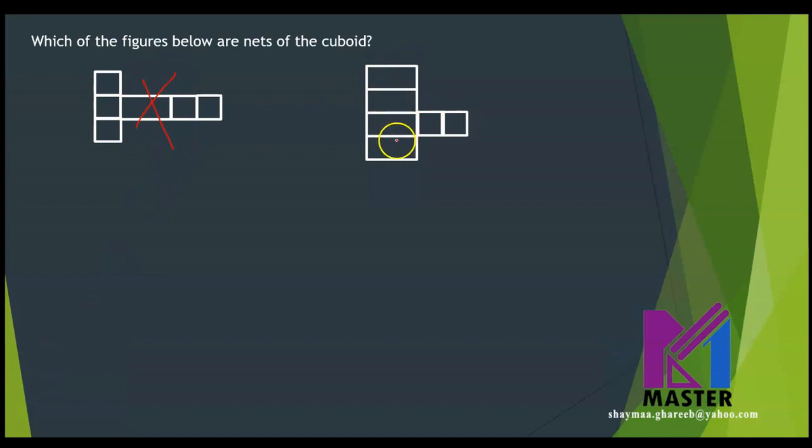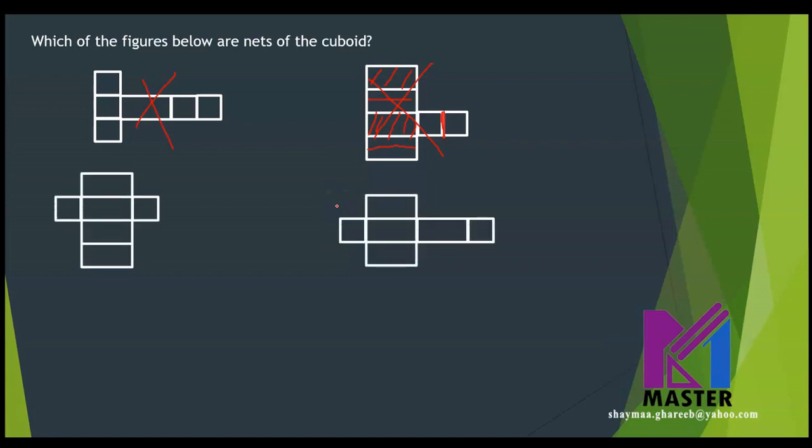Look at the second one. We can say this face is opposite to this one, and this one is opposite to this one. What about these two, the two sides? Could these two faces be opposite to each other? No. Why? Because they meet at an edge here. And we said before that opposite faces don't meet at a side or even a point. So this one is also not a net of a cuboid.